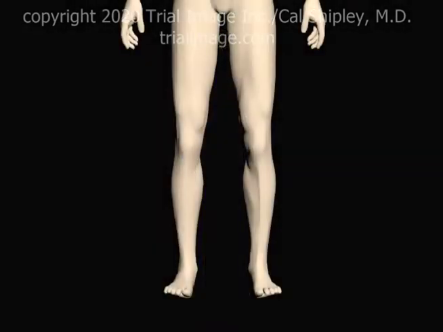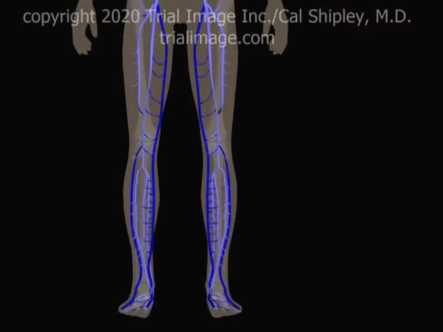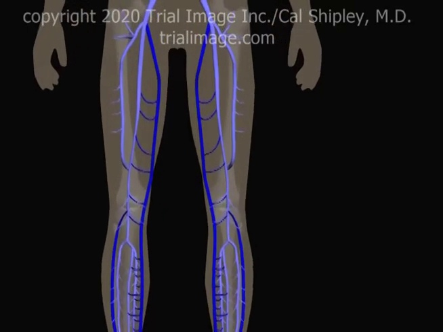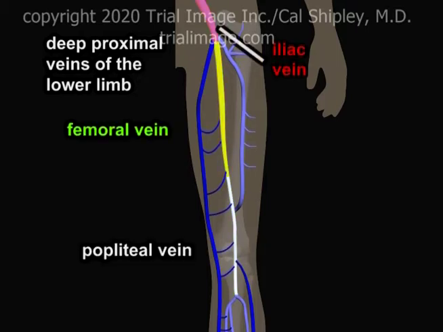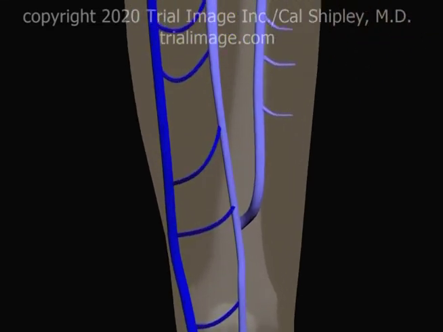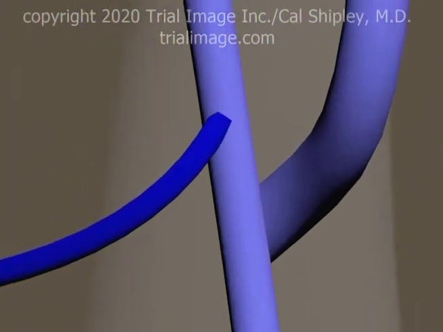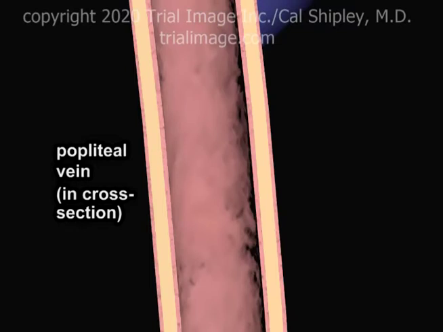Let's take a closer look at the venous anatomy of the lower limb. Clots typically form in the deep proximal veins, the popliteal, femoral, or iliac veins. Let's take a look at the process of clot formation in a vein. For this presentation, I'm going to use the popliteal vein as an example. And now a cross-sectional view.